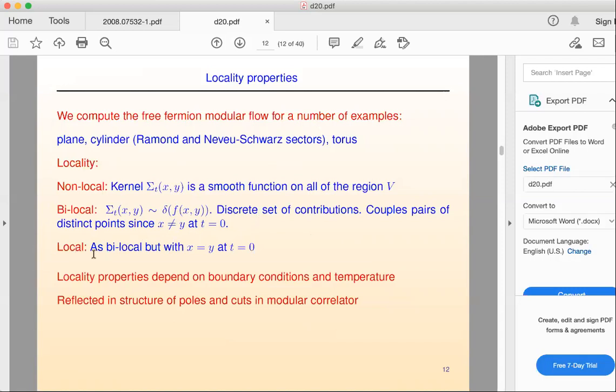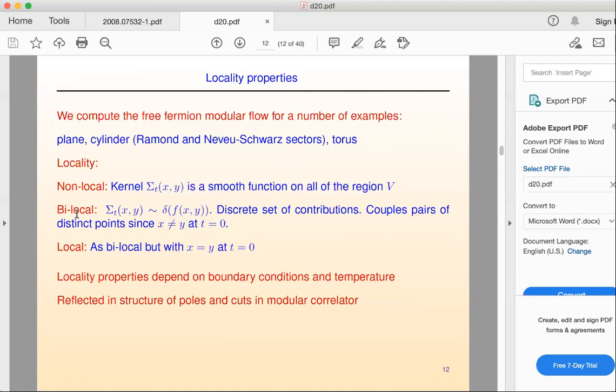And then the local case is the same as bilocal, but there's some point in time where x and y coincide. So I think this completely non-local structure arises for the cylinder with the periodic boundary conditions. And the torus is an example for this bilocal structure.